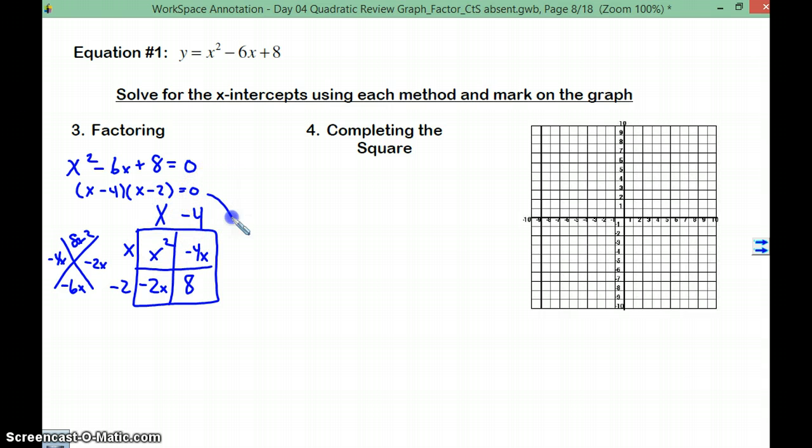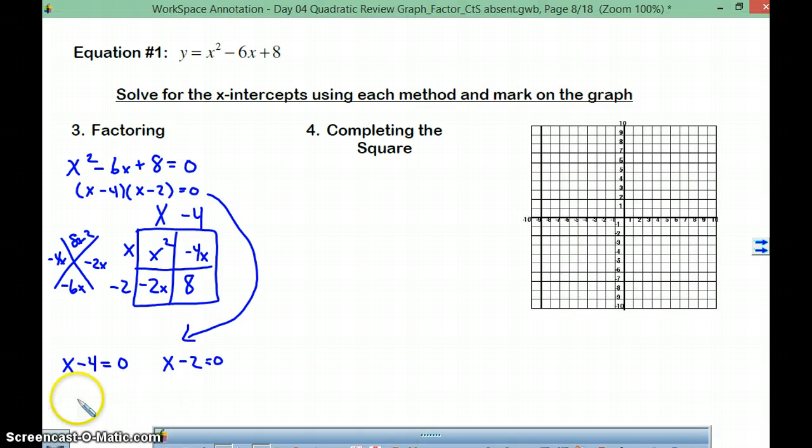And now I've kind of run out of room, so let me skip down here. I can say that either x minus 4 equals 0 or x minus 2 equals 0. Solving for x, let me add 4 to both sides. Let me add 2 to both sides in this equation. We end up with x equals 2 or x equals 4, just what we thought we would.